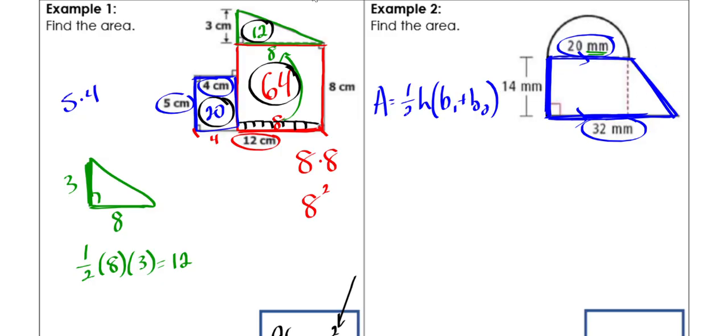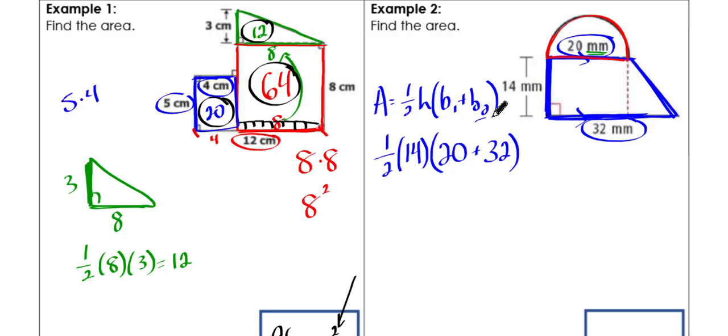That's this bottom section. Then I have a half circle on top. All right, let's just deal with the trapezoid for right now. So the height of that trapezoid is 14. That's going in place of the H. The base 1 and base 2, it really doesn't matter which one's which. In your formula sheet, it labels base 1 as the top, so I'm going to keep that consistent. I'm going to say that's 20, and base 2 is 32.